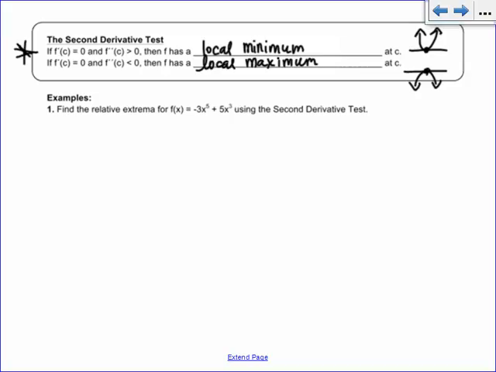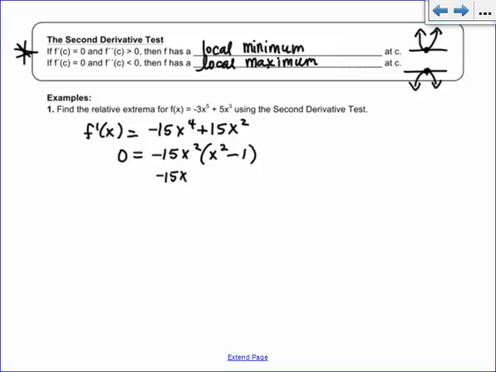Okay, so number 1. It says find the relative extrema using the second derivative test. So we're going to find f prime of x first. So I'm going to get negative 15x to the fourth plus 15x squared. And I set it equal to 0 to find my critical values. So I'm going to pull out a negative 15x squared. So I have x squared minus 1. So it factors into x plus 1, x minus 1, and that negative 15x squared. So I get 3 critical values. I get 0, negative 1, and 1. Those are locations of possible maxes and mins.